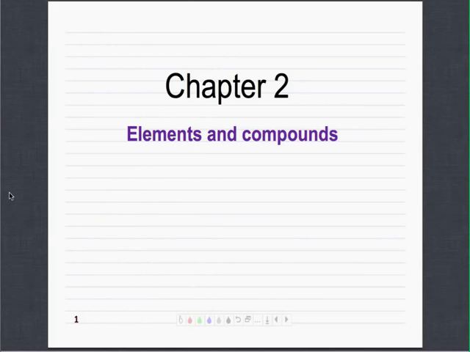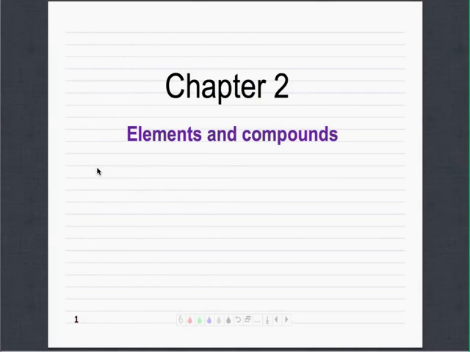Okay, good morning everybody. So today we're going to start with chapter 2, and it is about elements and compounds. We're going to learn how to make ionic and covalent compounds. But as a start, we're going to do kind of a revision about the structure of the atom.